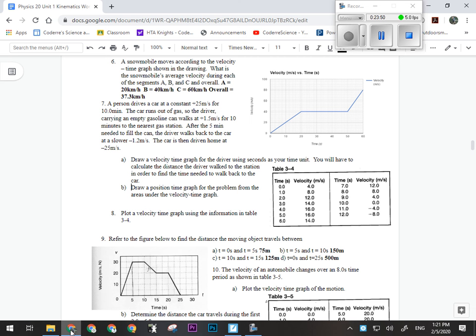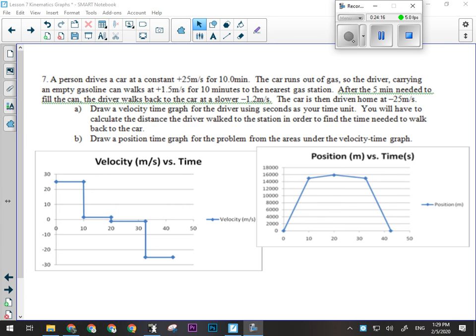You do have to do one kind of intermediate calculation in number 7. You don't know how long it takes them to walk back to the car. But you do know how fast they walk and how long it takes to walk from the car to the gas station. So you should be able to figure out how far the gas station is. It's the same distance back to the car, even though you're carrying the full can of gas, right? So there's a little intermediate calculation you have to do there. That ends up looking like this for our velocity versus time graph anyway.